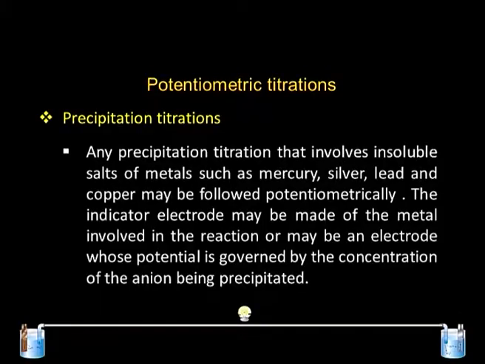Now come to the last titration, that is the precipitation titration. Any precipitation titration that involves insoluble salts of metals such as mercury, silver, lead and copper may be followed potentiometrically. The indicator electrode may be made of the metal involved in the reaction or may be an electrode whose potential is governed by the concentration of the anion being precipitated.